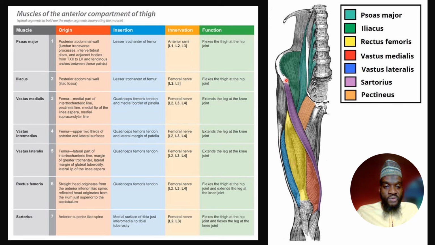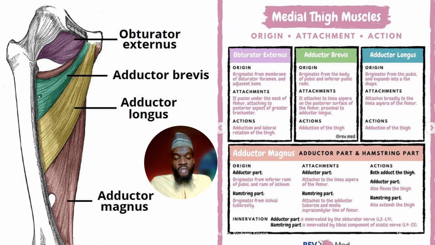As for sartorius, it arises from the anterior superior iliac spine, and then it goes to insert into the medial surface of the tibia, just inferior-medial to the tibial tuberosity. And all of these muscles considered together make up the muscles of the anterior compartment of the thigh.